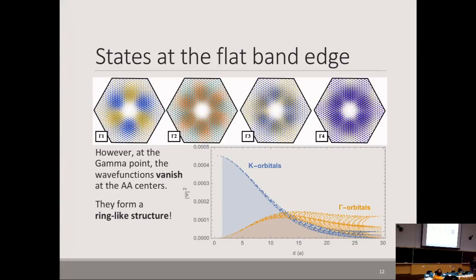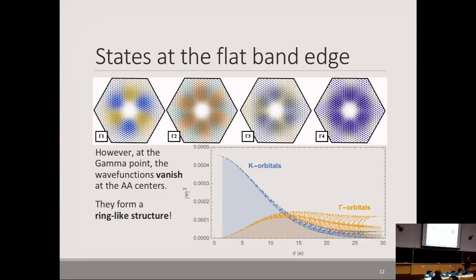Now at the gamma point, I can make the same kind of plots where I plot the absolute value of the wave function in real space. And you see they vanish exactly at these AA centers. They form this ring-like structure. And a better way perhaps to visualize that is to plot the wave function as a distance from these AA centers. The orbitals at K are clearly peaked at the AA centers and then fall off, whereas the orbitals at gamma are vanishing at the AA centers and then grow and form this bump at a finite distance.